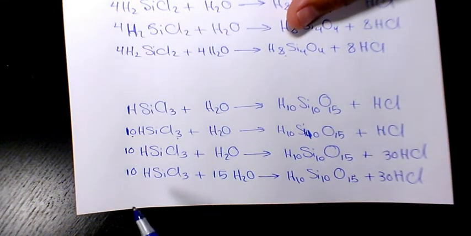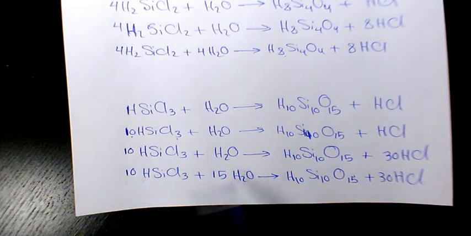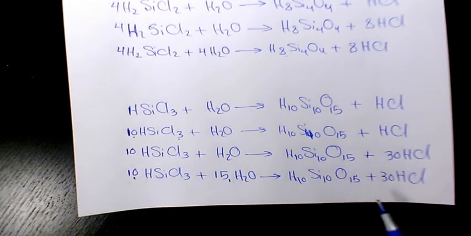So how many hydrogen atoms do we have? We have 10 in here. 15 times 2, 30. 30 plus 10, 40. So 30 plus 10 is going to be 40. What about here? 10 plus 30 is going to be 40 as well.